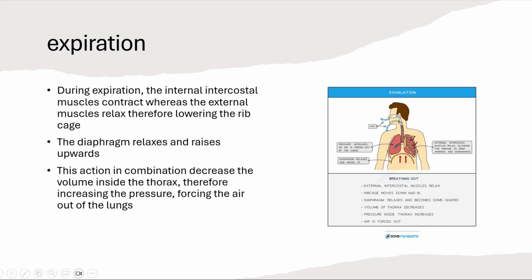And for expiration, it's the opposite. In expiration, the internal intercostal muscles contract. Before it was the external that was contracting, now it's the internal that's contracting, and then the external is going to relax, therefore lowering the rib cage. I told you the diaphragm does the same as the external, so the diaphragm also relaxes and hence raises upwards, because its base state is to relax upwards. That pushes air out of the body. This action in combination decreases the volume inside the thorax, therefore increasing the pressure, forcing the air out of the lungs. Okay, cool.